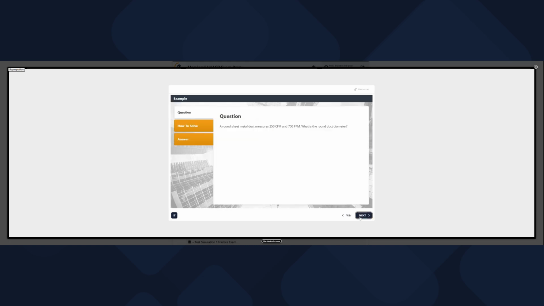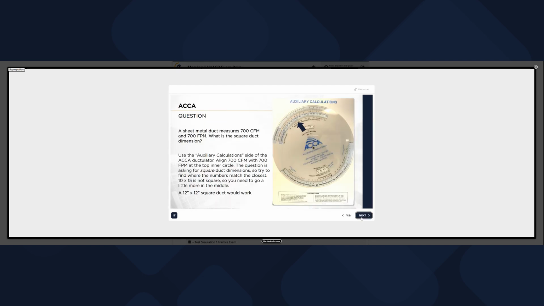Let's work through another example. Click the next button or on each tab to see how to solve and the correct answer. Question: a sheet metal duct measures 700 CFM and 700 FPM. What is the square duct dimension? Use the auxiliary calculations side of the ACCA ductilator. Align 700 CFM with 700 FPM at the top inner circle.